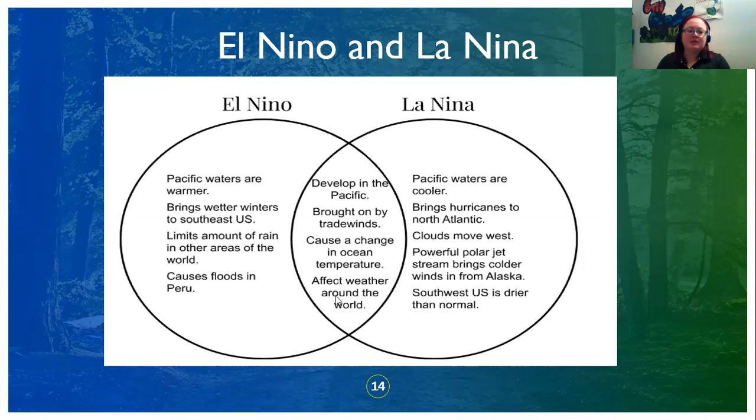And then similarities for both of them together. They both develop in the Pacific Ocean. It's brought about by the trade winds, which are the westerlies and the easterlies, and it causes a change in the ocean temperature, and it affects weather around the world. So it doesn't just affect the United States, it affects the whole world because it's affecting the jet stream. So it all works together.